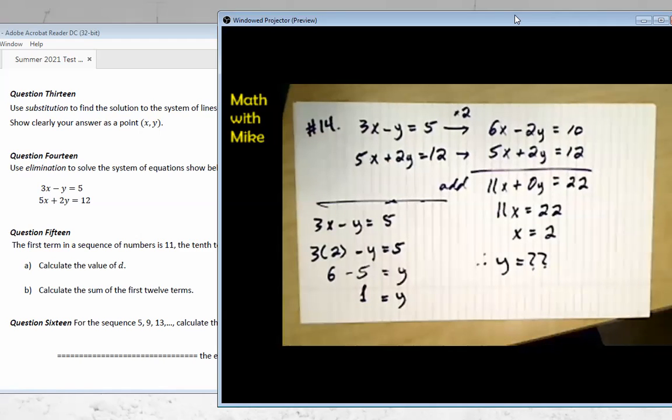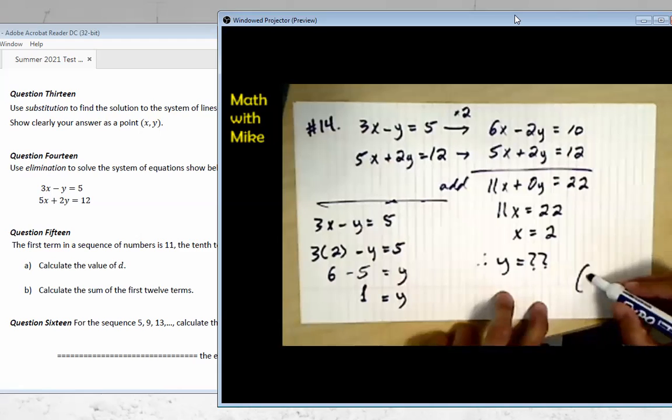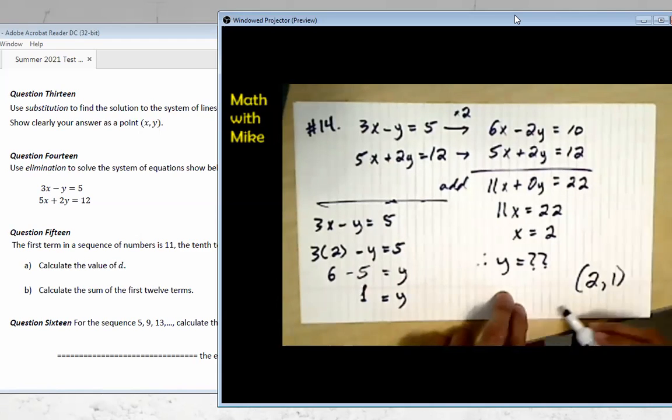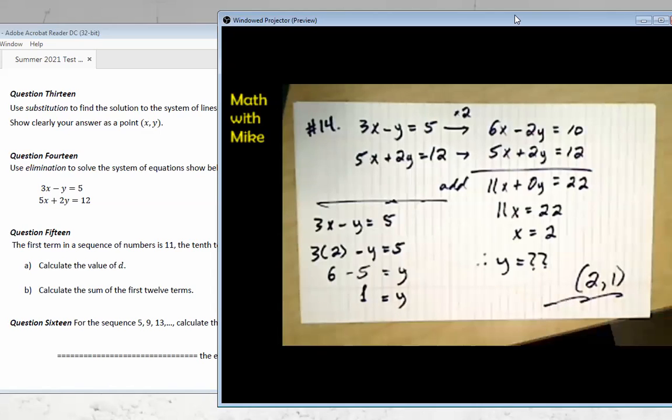Good looking final answer as a coordinate is 2 for the x, 1 for the y. That will be the point of intersection for the lines in question number 14, which, yes, are visible on the screen there.